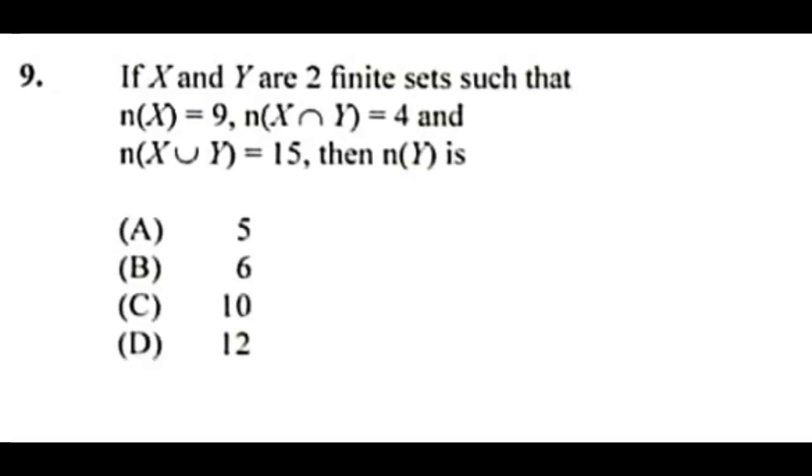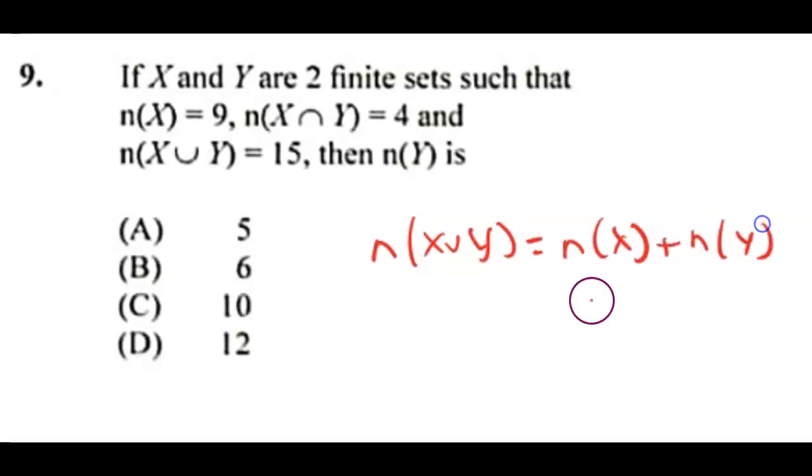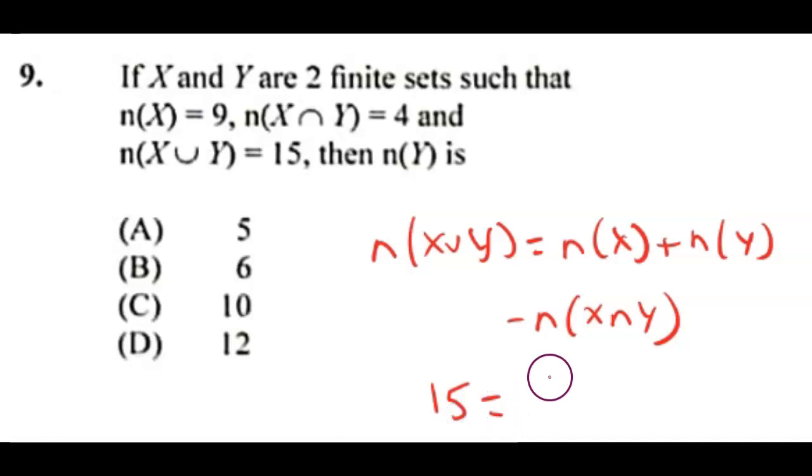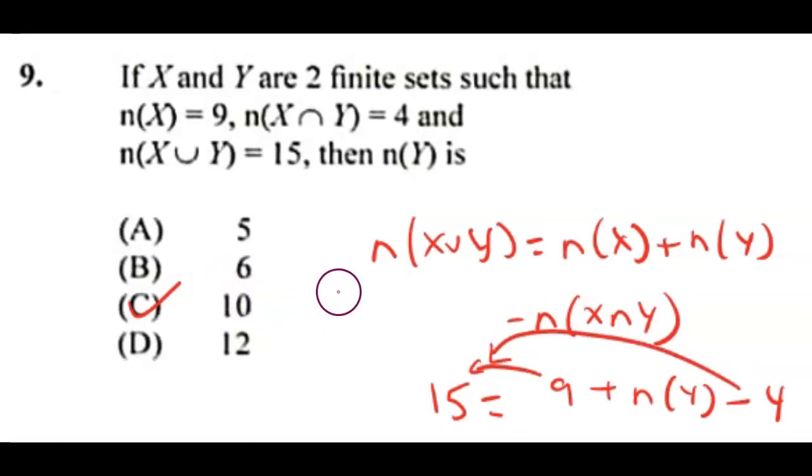Number 9 now speaks about sets. It says if n of x is 9 and n of x intersect y is 4 and n of x union y is 15, what is n of y? Now we have to use the formula: n of x union y is equal to n of x plus n of y minus n of x intersect y. Substituting these values, I'll get 15 is equal to 9 plus n of y minus 4. Working backwards, we will end up getting the answer to be C, 10, because 15 plus 4 minus 9, sending these values over to this side, will give us our 10. So that's the answer for number 9.